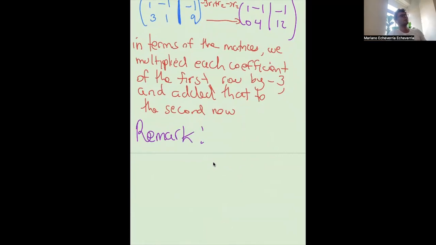This operation is the only operation that we have to produce zeros, the only operation we have to get zeros in the matrix.